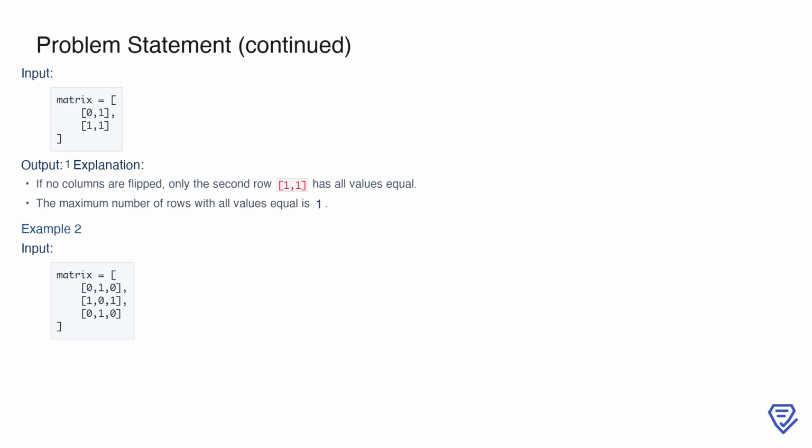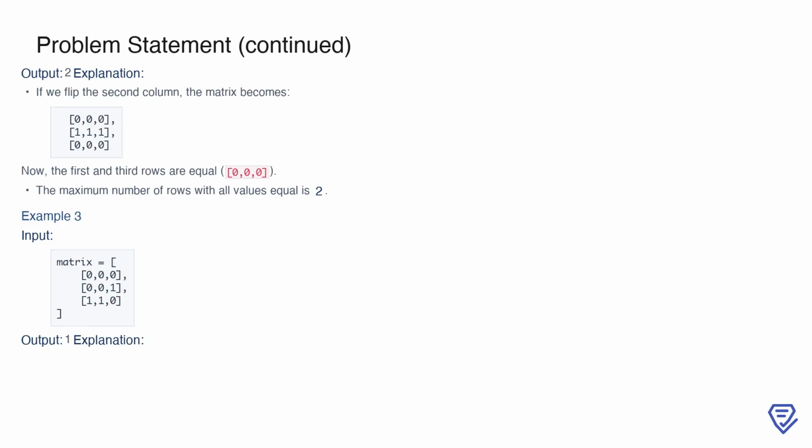Now, let's look at another example with a slightly larger matrix. In the second example, the input is 0, 1, 0, 1, 0, 1, 0, 1, 0. Here, if we flip the second column, the matrix transforms into 0, 0, 0, 1, 1, 1, 0, 0, 0. Now, notice that the first and third rows are identical, consisting entirely of zeros. This gives us two rows with all values equal. Hence, the maximum number of uniform rows in this case is 2.